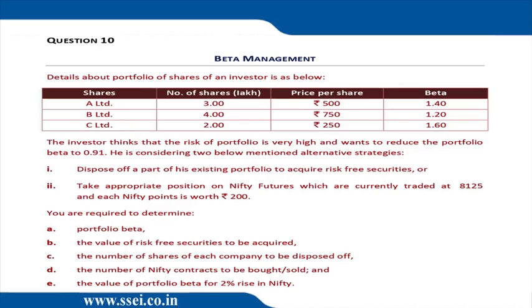You are required to determine the portfolio beta. You already calculated the portfolio beta in the first part, by drawing the table, summation W beta. Next, the value of the risk-free securities to be acquired. Here you apply that shortcut: target beta by existing beta, 0.91 divided by whatever beta you calculated. That should be the weight of the risky part. You get the weight of RF; 0.91 by the existing beta gives you 0.7. So 30% should be RF. So basically 30% of each stock has to be sold. 30% of each stock's market value has to be sold.